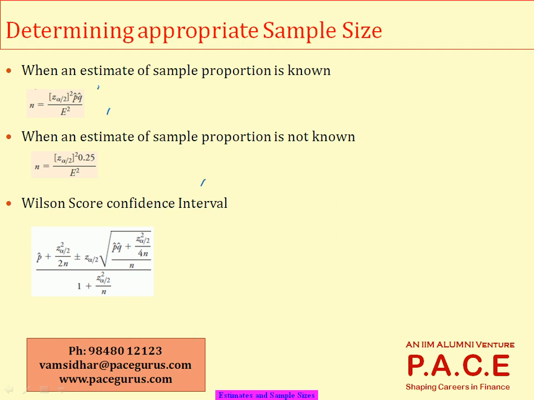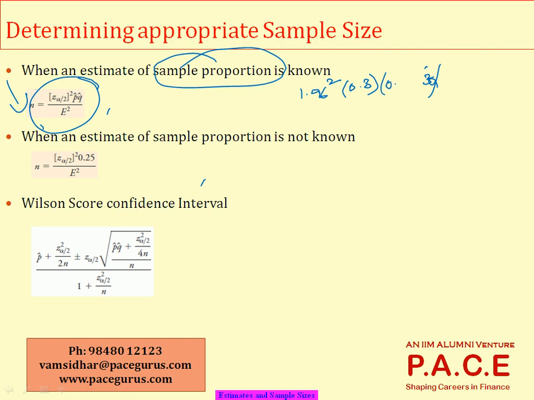This is a very good equation. If I know the sample proportion, like in my earlier example, where I said the sample proportion is 30%, then this should be your minimum sample size: Z, the critical value, squared. Let's say I'm going with a 95% level of confidence, so 1.96 squared, into P, which is 0.3, since we know the proportion, into Q, which is 0.7, 1 minus P, divided by E squared. And E talks about the margin of error. How much margin of error are you looking at?